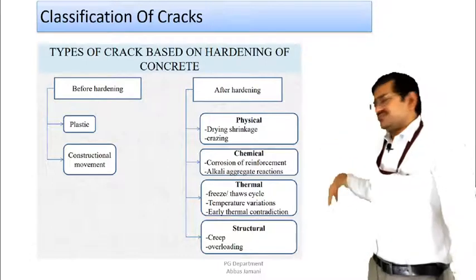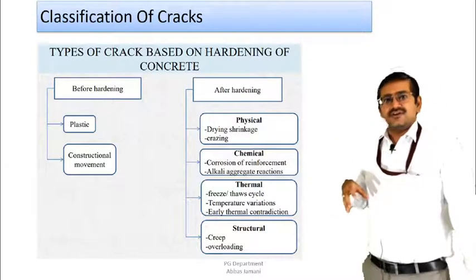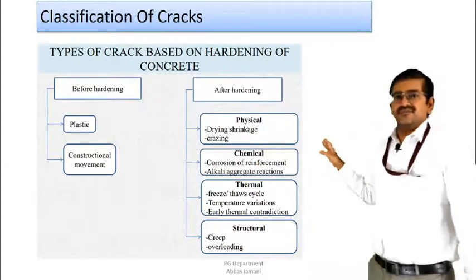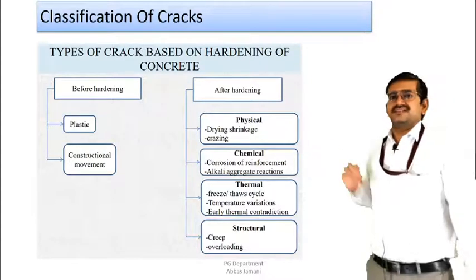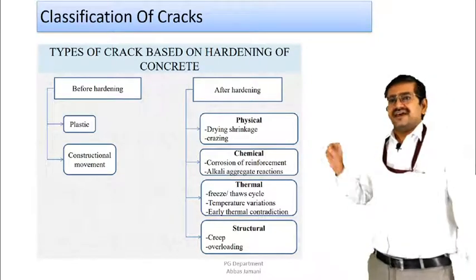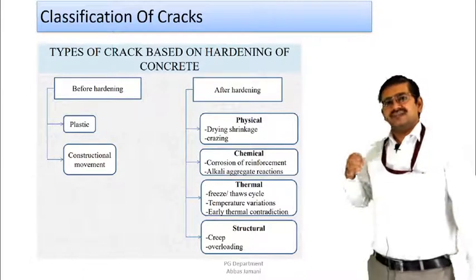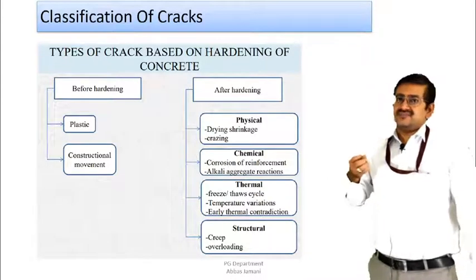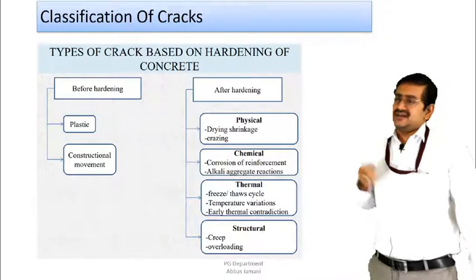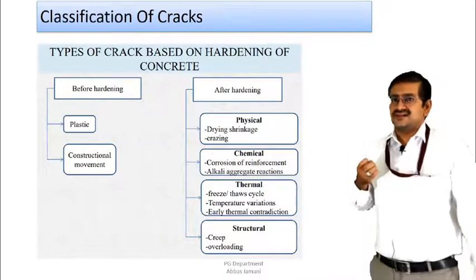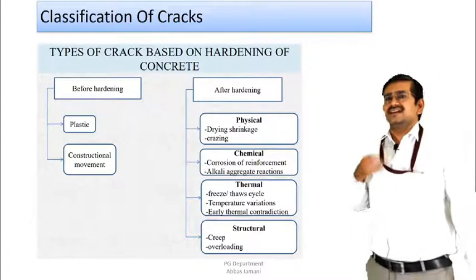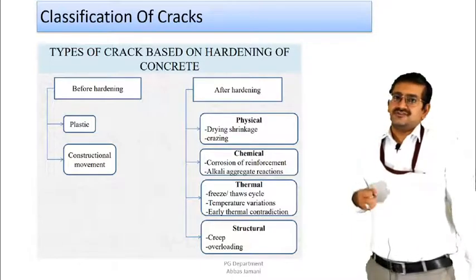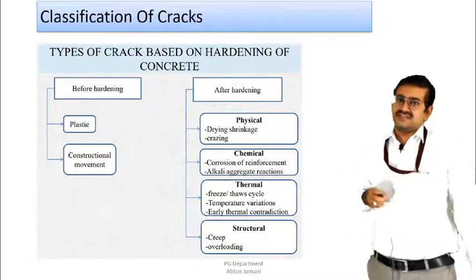Now in this particular lecture we are going to discuss the first aspect, that is the before hardening part, wherein we talk about plastic shrinkage cracks, right? Because as I said, due to this plastic stage of the concrete, the possibility is that due to some movement taking place, cracks may appear on the surface of the concrete at the very initial stage. So let us try to understand what plastic shrinkage is and what the causes and remedial measures are that can be adopted to ensure that this event does not take place on our side.